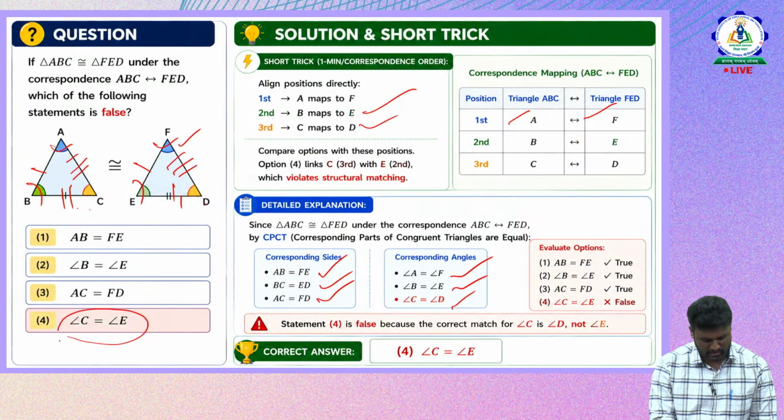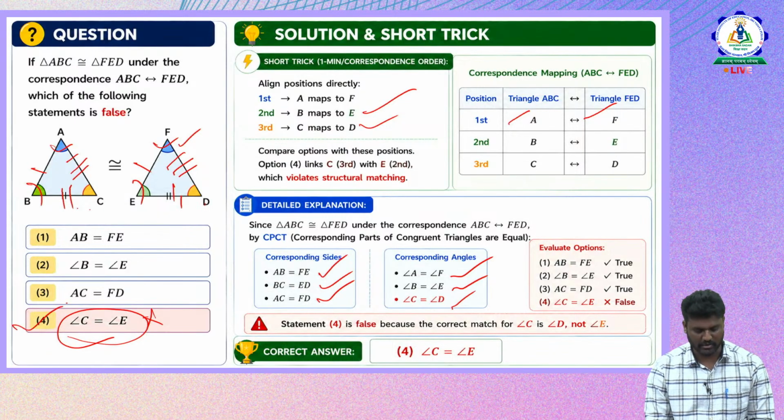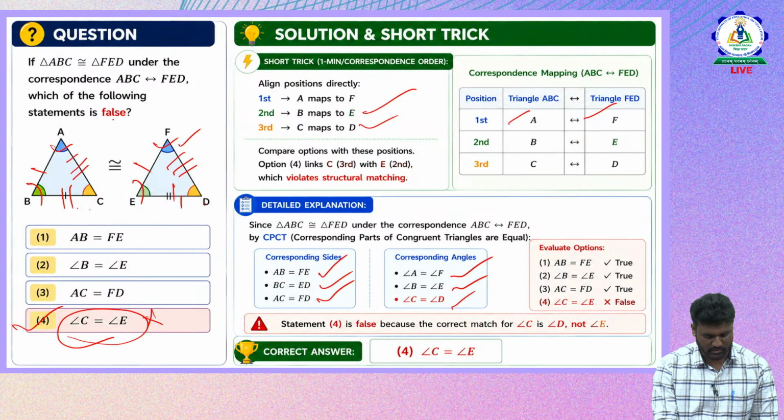Angle C is equal to angle E. They have given, so this is the false statement. Okay, so this is the correct answer. They are asking which of the following statements is false. So this is the false statement. Therefore, this is the correct answer.